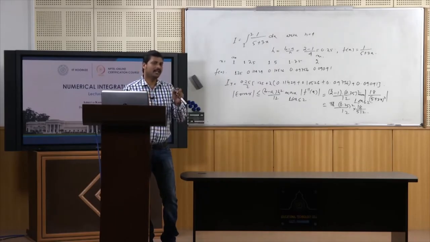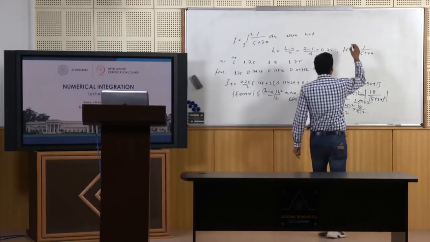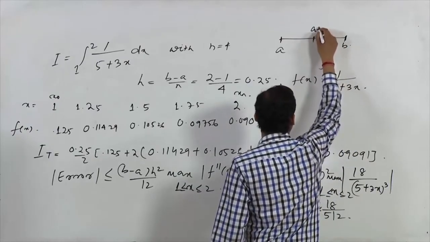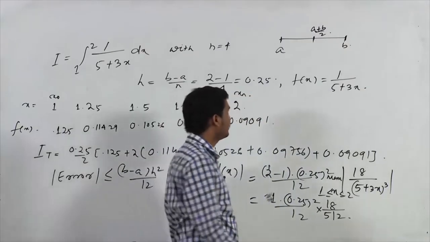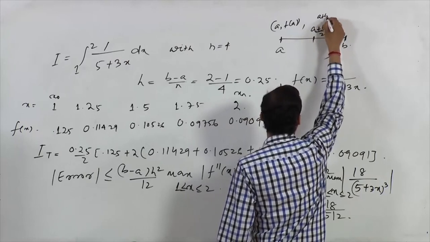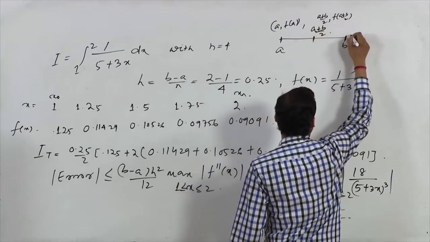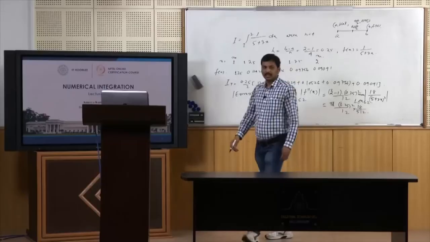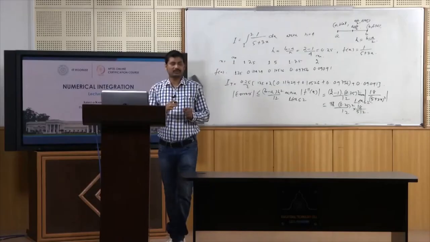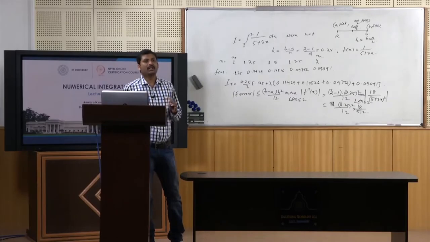Especially, in the earlier case we divided into 2 points there, only a single interval we considered. Here we will subdivide this interval into 2 parts, considering the middle part as (a plus b) by 2. So if you divide any interval like a to b into 2 sub intervals, then we can write the midpoint as (a plus b) by 2. And we will have 3 points: a, f of a, then (a plus b) by 2, f of (a plus b) by 2, and the third point b, f of b here. And we can write the step size h equals (b minus a) by 2, with x 0 equals a, x 1 as (a plus b) by 2, and x 2 equals b.